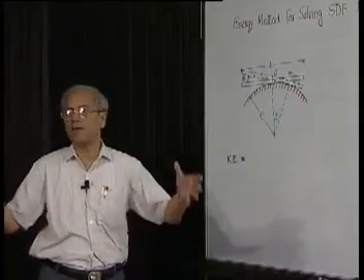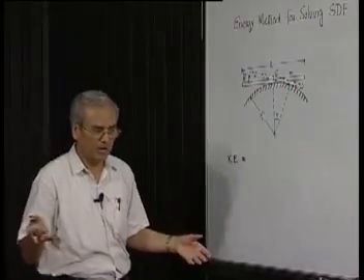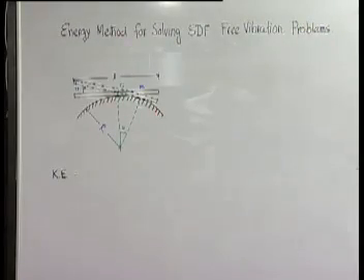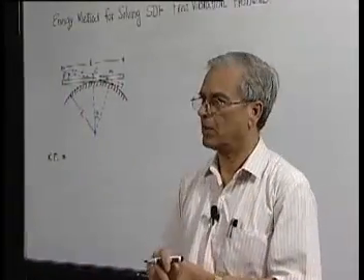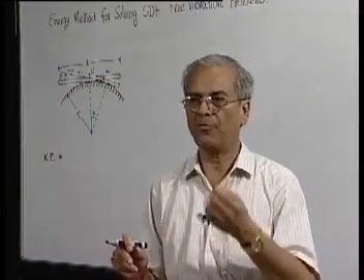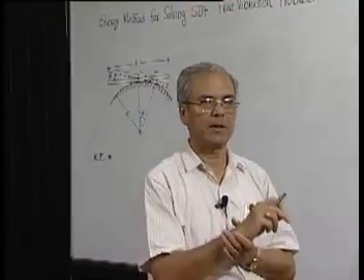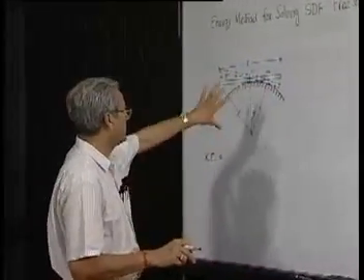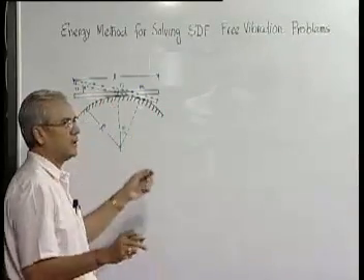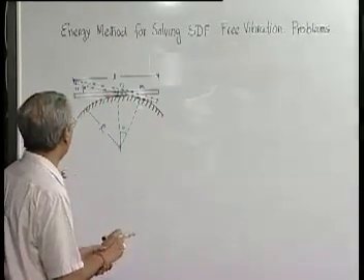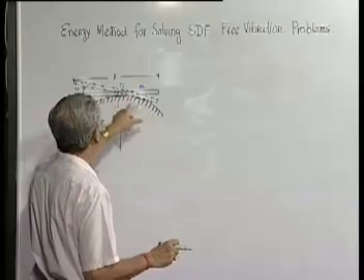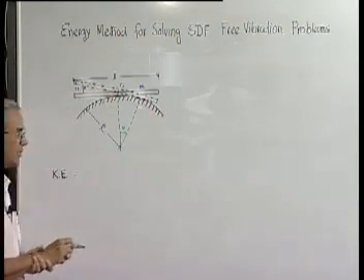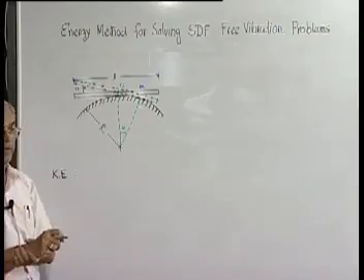Now the kinetic energy of a rigid body, we know, is the kinetic energy of the body treated as a particle situated at the center of mass. That means half m into velocity of the center of mass squared, plus, to take care of the rotation, half into the moment of inertia of the rod or body about an axis passing through the center of mass, into theta dot squared.